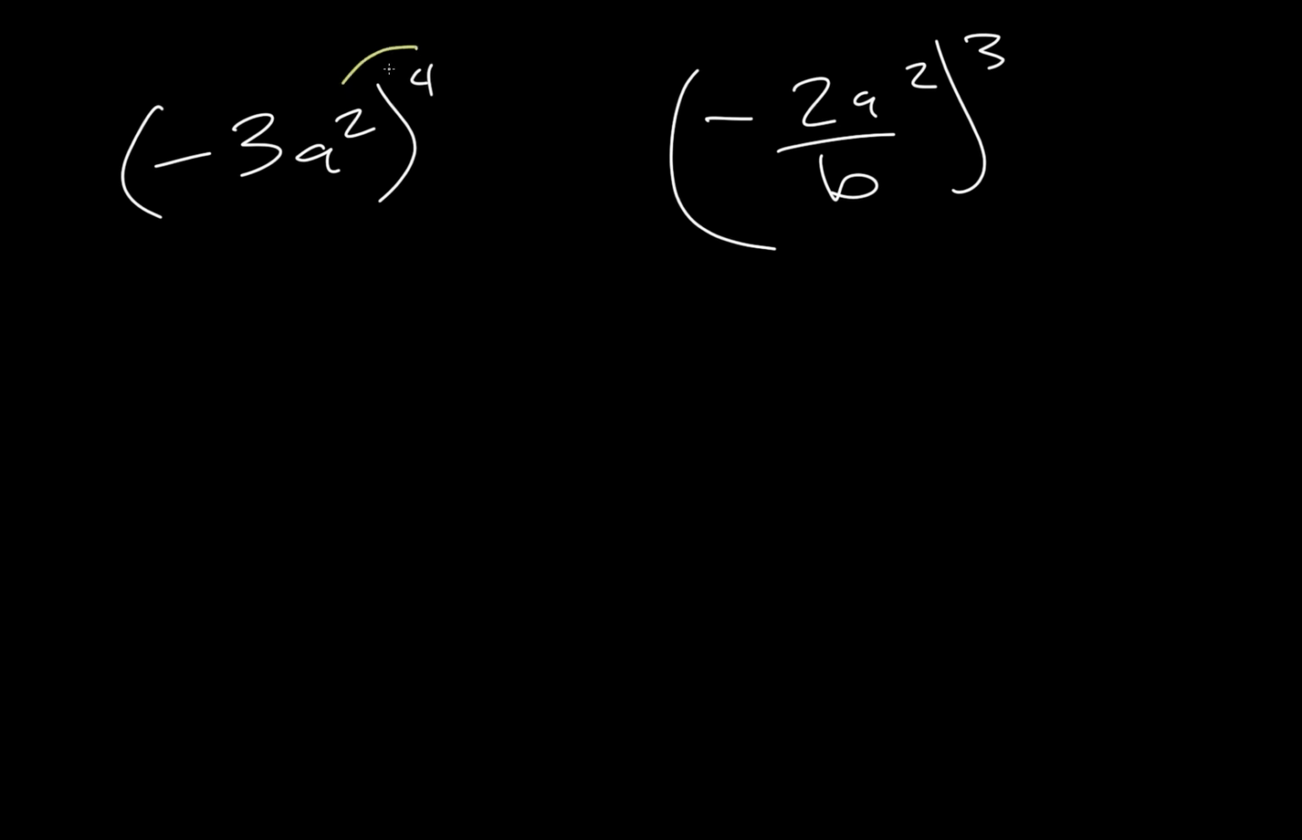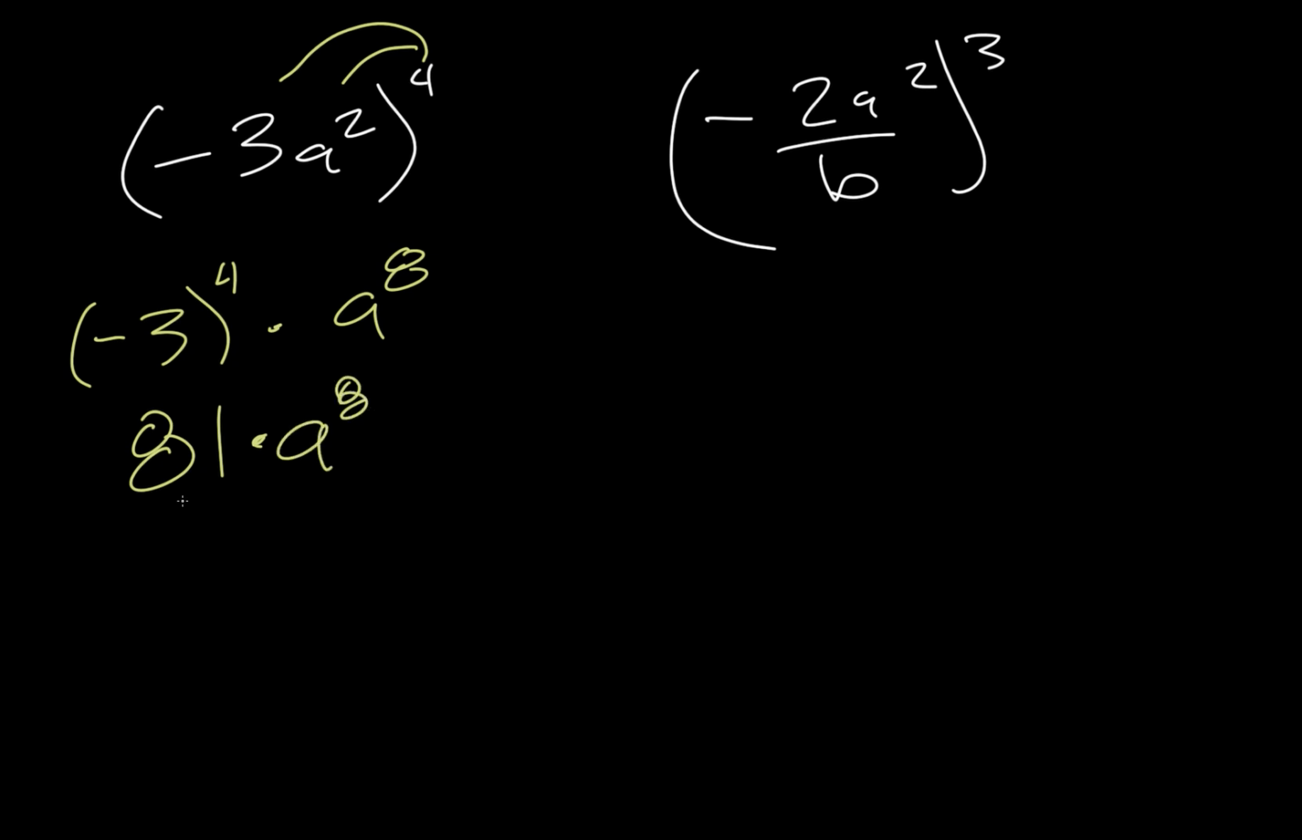So we're going to distribute this here and here. And so our first one is -3 quantity to the 4th times a, and then we multiply these together, so 2 times 4 is 8. Now, -3 times -3 times -3 times -3 is going to be a positive, and it ends up being 81, and then a to the 8, so it's just 81a to the 8.